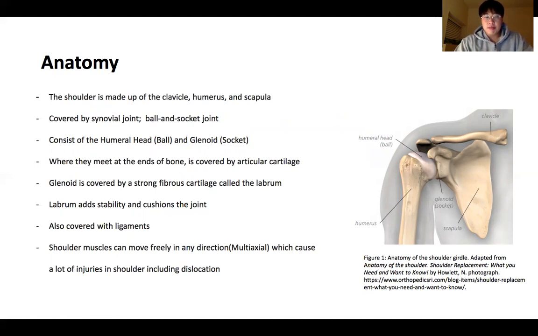The shoulder can move freely in any direction, which is multi-axial, and this causes a lot of injuries in the shoulder, including dislocation. As you can see in this picture, there is the humerus, the clavicle, the scapula right here, and here's the synovial joint, covered with articular cartilage and ligaments. So basically the ball and socket stick together.